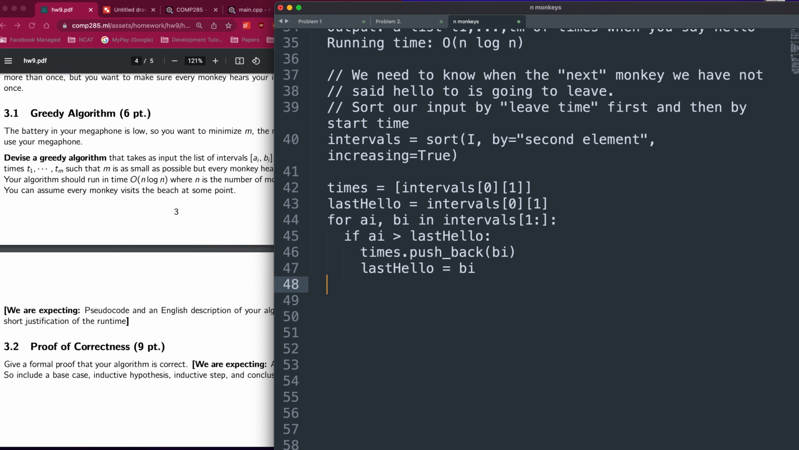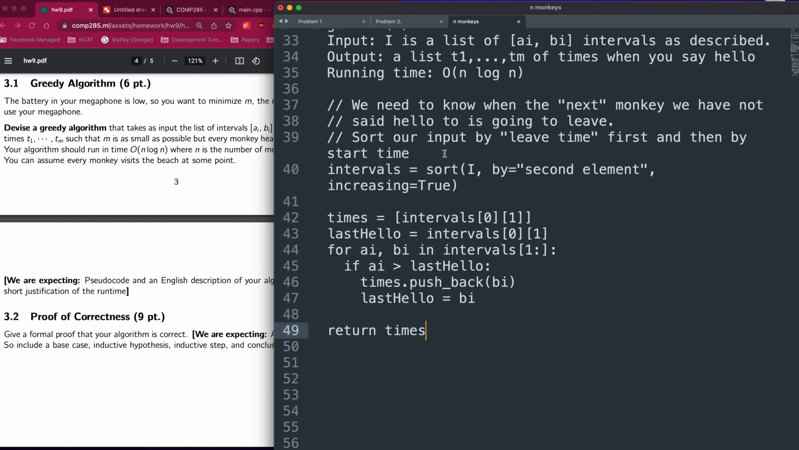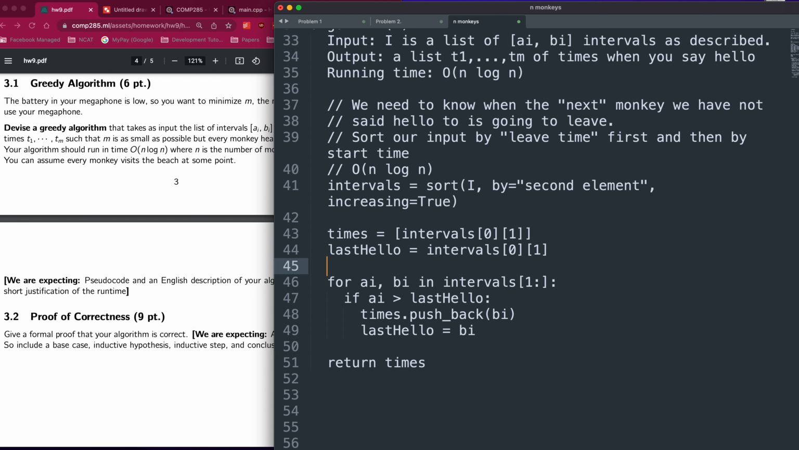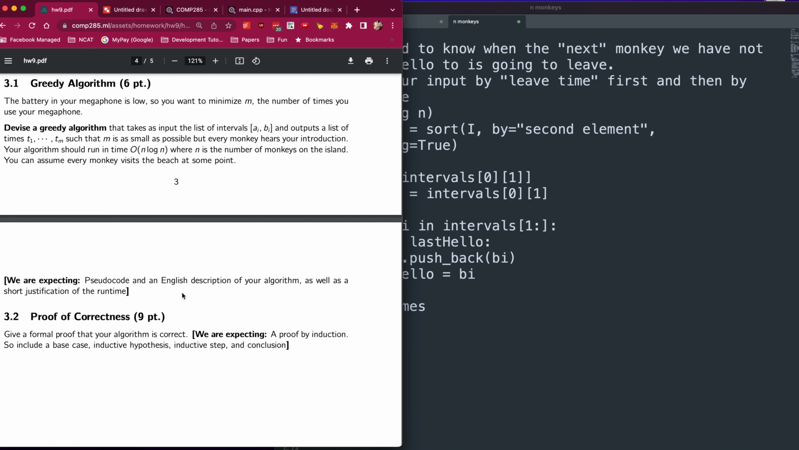And then at the very end, we return the times that we said hello. And this is the pseudocode. The English description, we just went over it. And you want to justify the running time. So again, the sorting alone is going to take n log n. And then this for loop is just O of n because we're just iterating over our elements. So the total running time is dominated by the sorting, so it's going to be n log n.